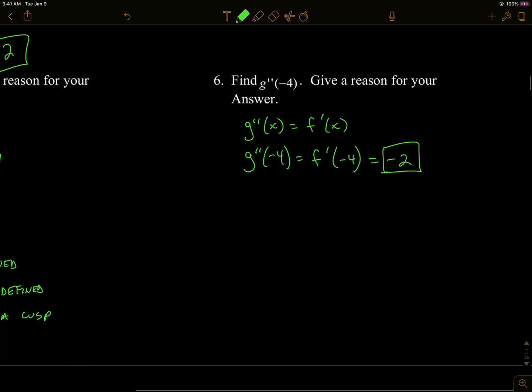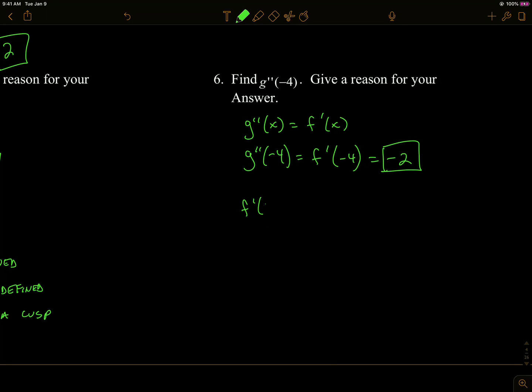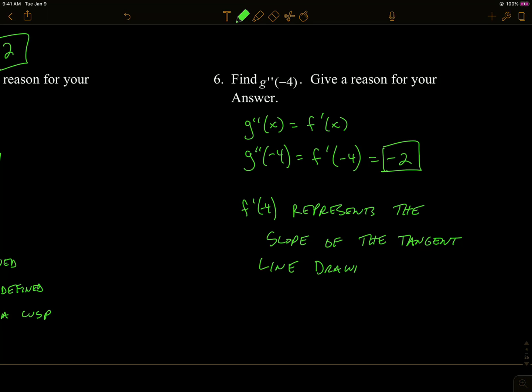Give a reason for your answer. You could say f prime of -4 represents the slope of the tangent line drawn to f of t at x equals -4.